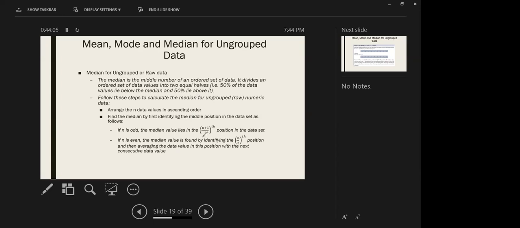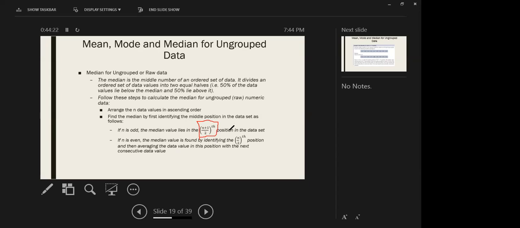Where you are saying n plus 1, right? You are finding the position of the data set. That is the position of the median value, right? So in this case, it will be 7 plus 1, which is what? Which is 8. 8 divided by 2, which is 4.